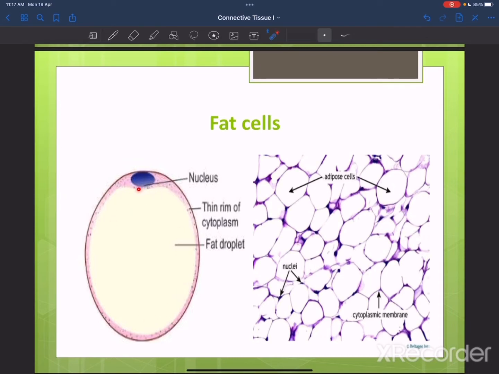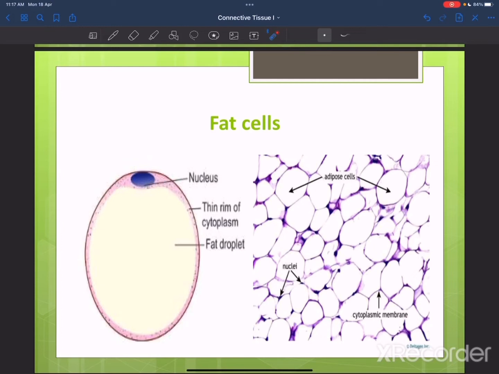In the preparation, the slide, during the process of tissue processing or preparation of tissues for examination in the microscope, we notice that the inside of the fat cells is actually empty, because the lipid or the fat droplet evaporates during the process of baking. Okay, baking, so it will evaporate.